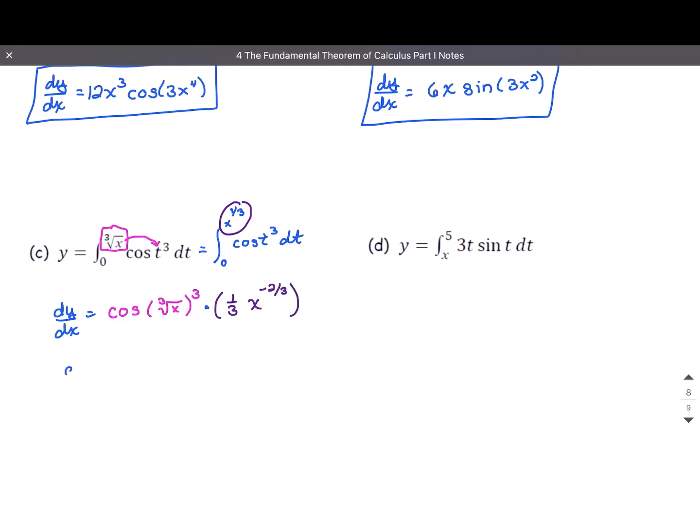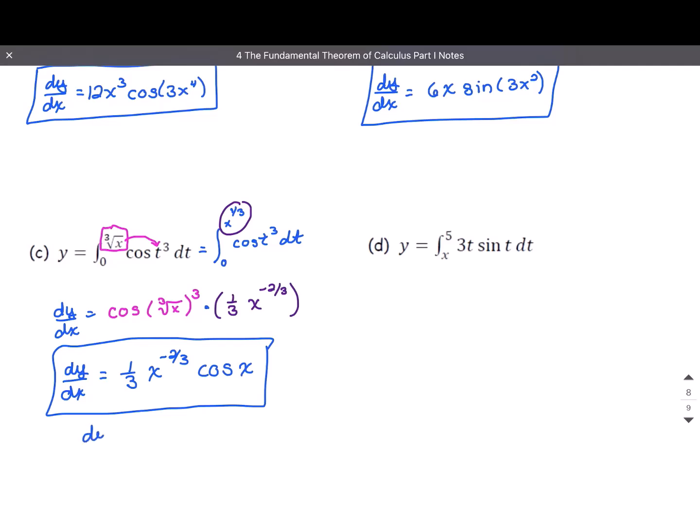So now if we neaten this up a little bit, dy/dx is going to be 1/3 x to the negative 2/3 times the cosine, and when you cube a cube root, you're just going to get x. You could rewrite this. I'm okay if you give me this. You could, if you wanted, rewrite this also as the cosine of x over 3 times the cube root of x squared. That is also the same thing. But like I said, I'm okay if you stop here for these.